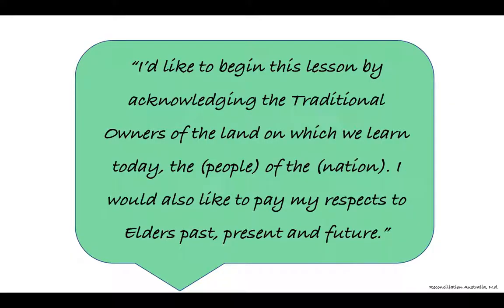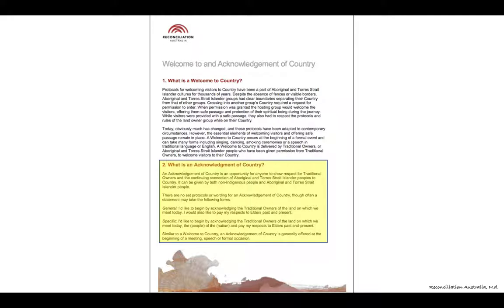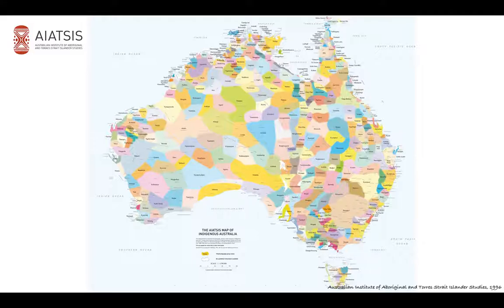The Australian Institute of Aboriginal and Torres Strait Islander Studies map will be used to identify the local Indigenous group to be recognised. And at the beginning of the lesson, the teacher will deliver an acknowledgement of country to reaffirm the links between land, language and culture in the classroom context.